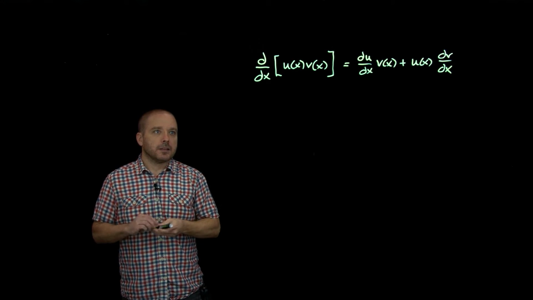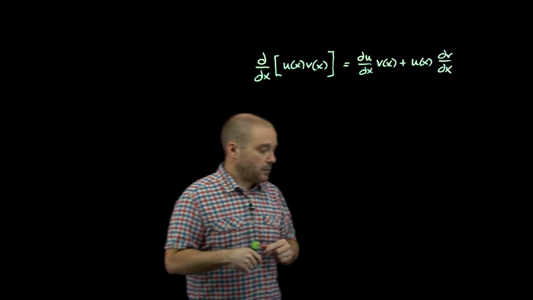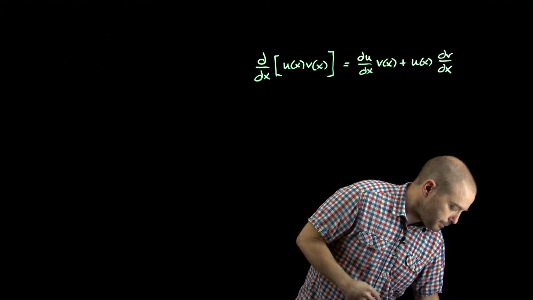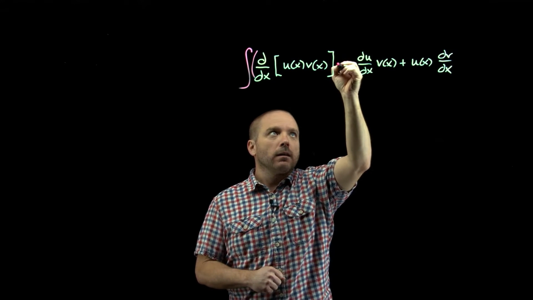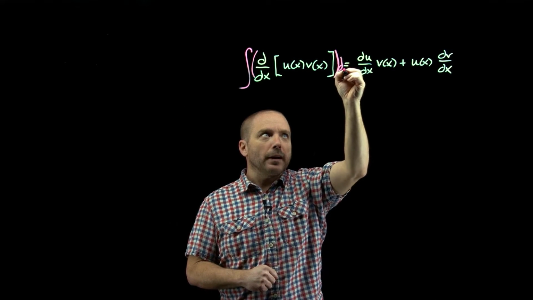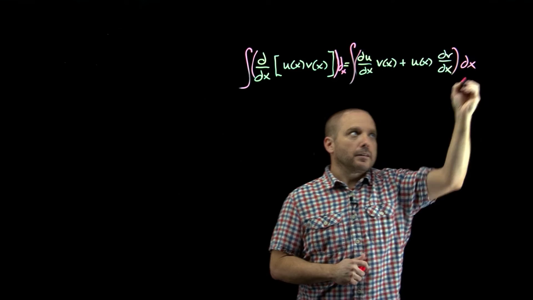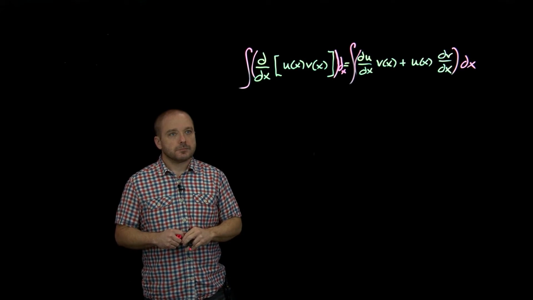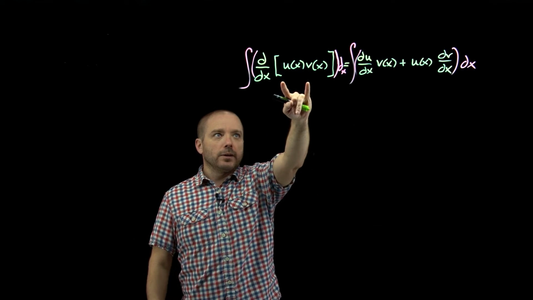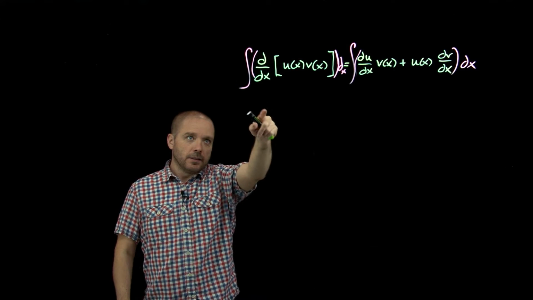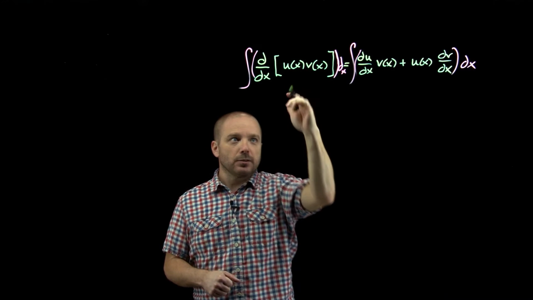Now, the idea here is let's flip this around and integrate both sides of that. In other words, on both sides of this equation, I'm going to take an integral with respect to x. What did we do here? We started with u times v. This is the derivative of it, then integrated. So that's going to just take us back to u times v.